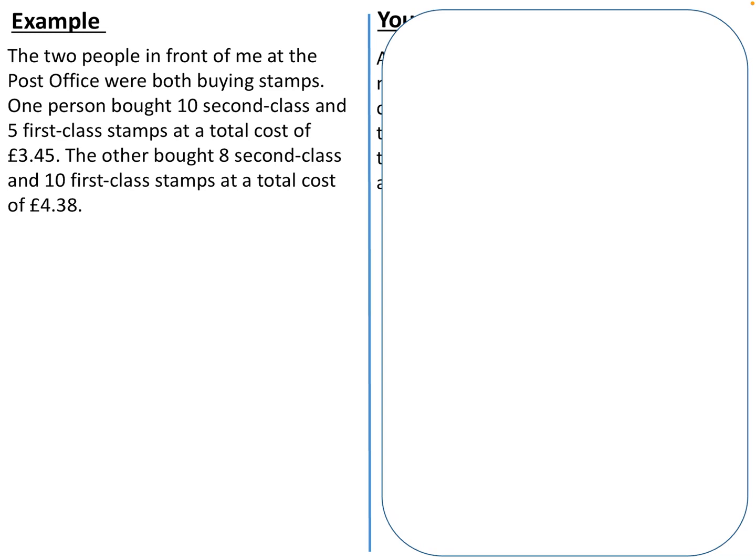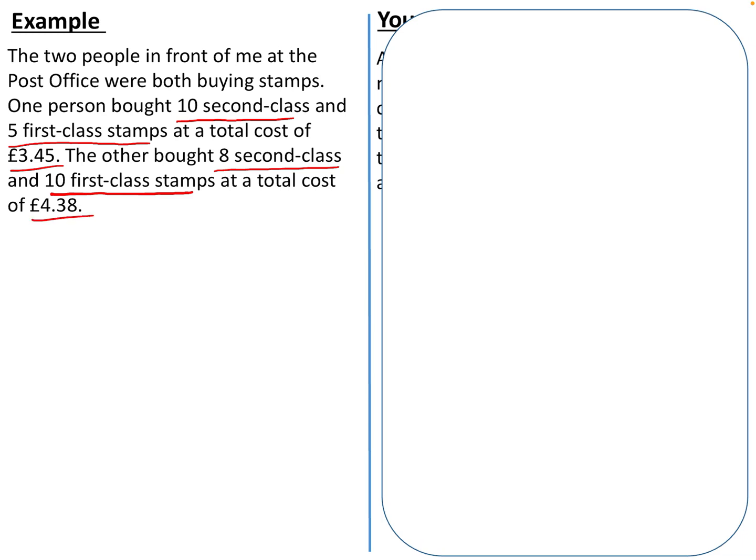Okay, there are times though when you will be dealing with simultaneous equations and not realise that that's what you're doing. They will give you worded questions and they might ask you to write some simultaneous equations or just write some equations to express that. And then other times you'll actually be asked to solve those equations. So in this one, 2 people are queuing in the post office and they were both buying stamps. One person bought 10 second class stamps, that's an important piece of information, and 5 first class stamps, and the cost was £3.45. The other bought 8 second class, 10 first class, and it cost them £4.38.